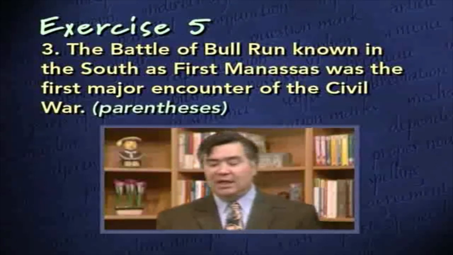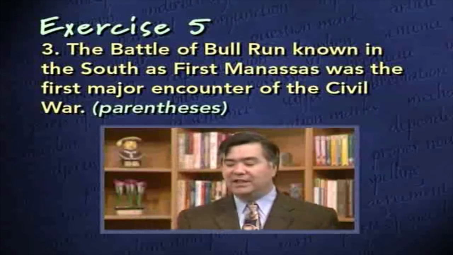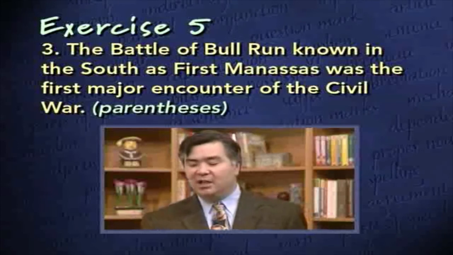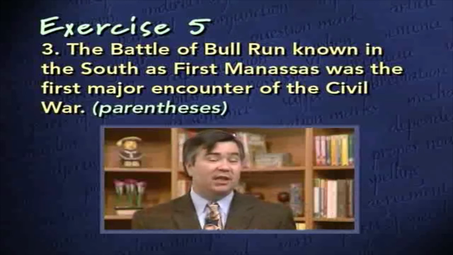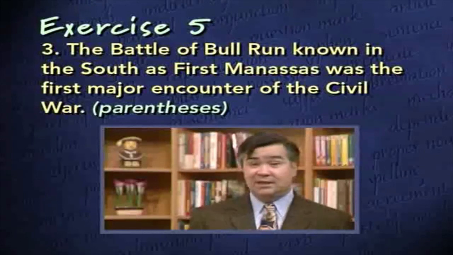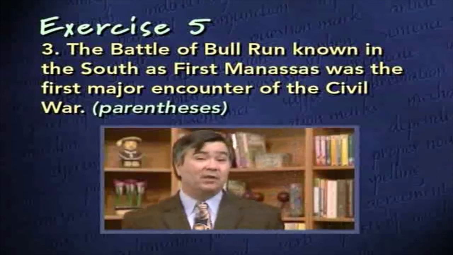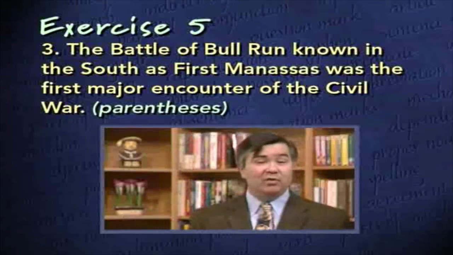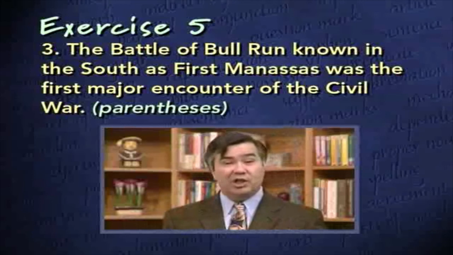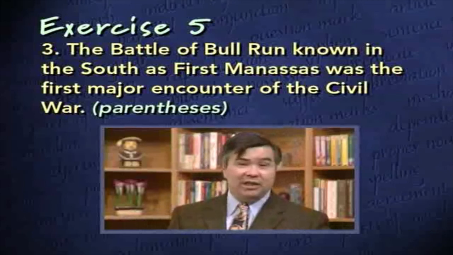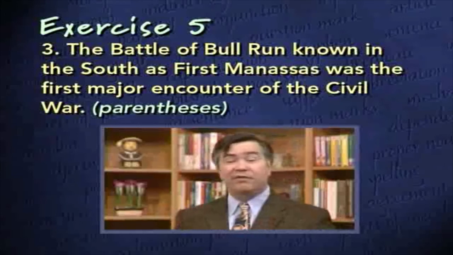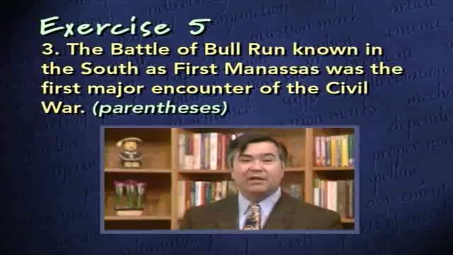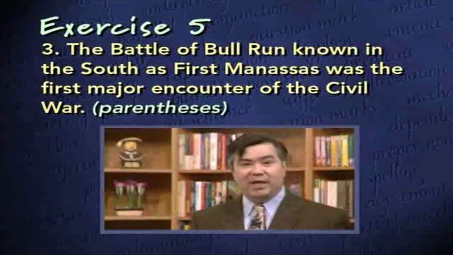Next example. The Battle of Bull Run, known in the South as First Manassas, was the first major encounter of the Civil War. And we've suggested that you use parentheses somewhere in this sentence. Well, this is a good example of another way that parentheses can be used to give some additional information about a fact that's mentioned in the sentence, and to do it in a way that's not obtrusive, but which, if the reader finds it useful or helpful, then fine, the reader knows where that information appears.